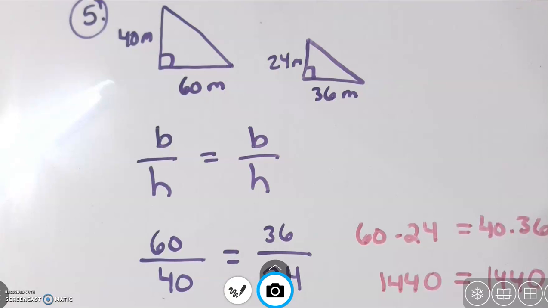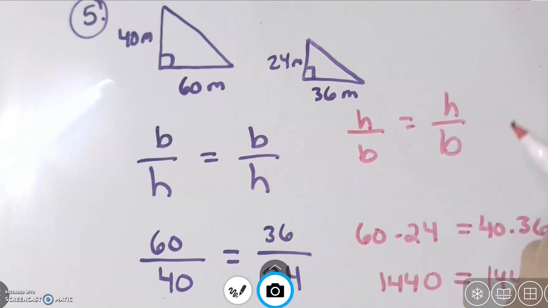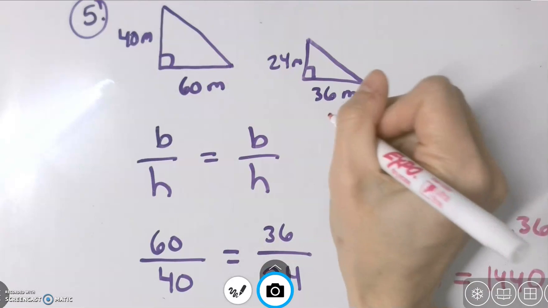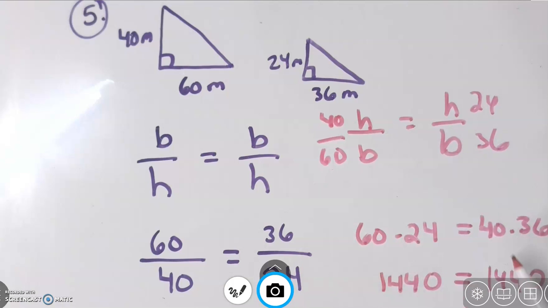If you notice in the book, they have both of these flipped. They did height over base equals height over base, which I don't know why they did, because it said base to height. But whatever. If you were to set it up like this, it's no big deal. You're just going to have 40 on top and 60 on the bottom over here, and then over here 24 on top and 36 on the bottom. When you multiply that, you'll notice 40 times 36, that's here, 60 times 24 also here. You're going to end up with the same answer. 1,440 is equal to 1,440. So your answer for this is here, and then here's your proof using the cross products rule that they are proportional.